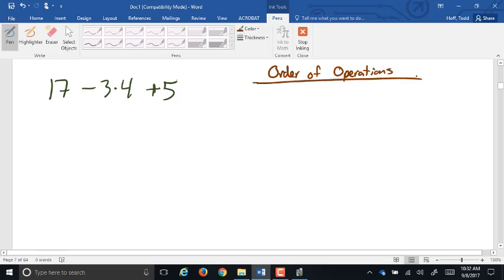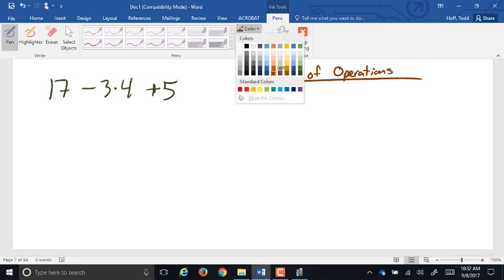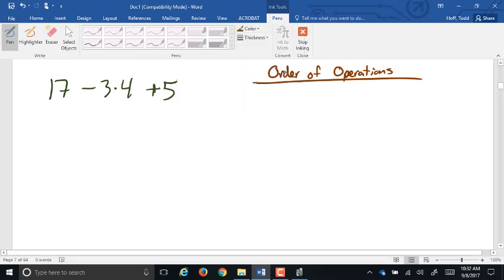Now, a lot of people think of the order of operations as a set of steps, and that's not quite accurate. What the order of operations really is, it's levels of priority. So things at a higher level have to happen before things at a lower level.